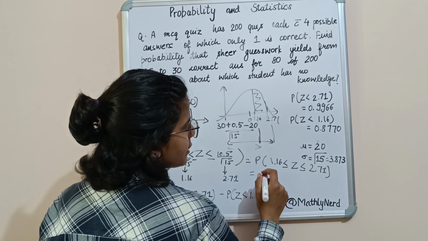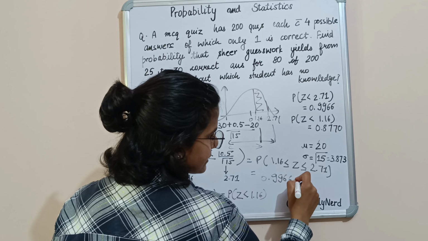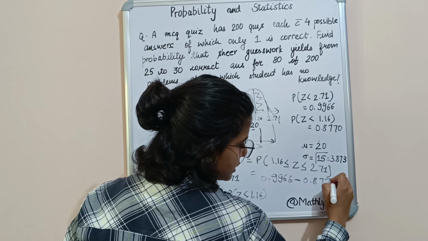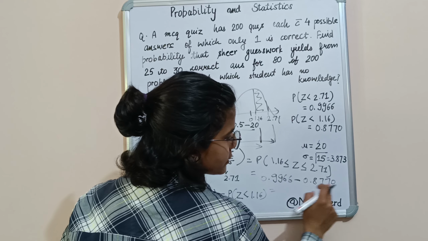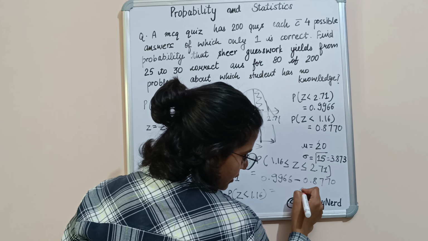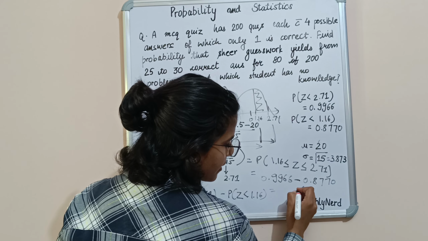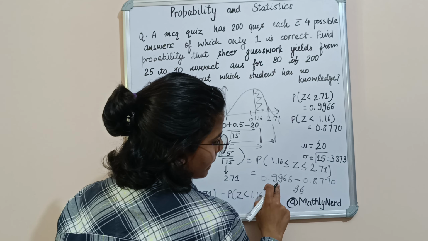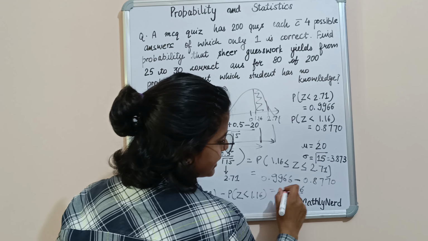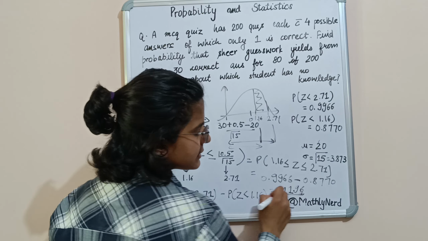So this will be equal to 0.9966 minus 0.8770. So this will be equal to 0.1196. This is our answer.